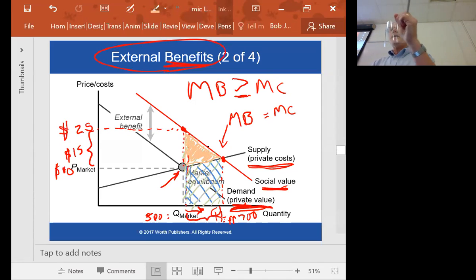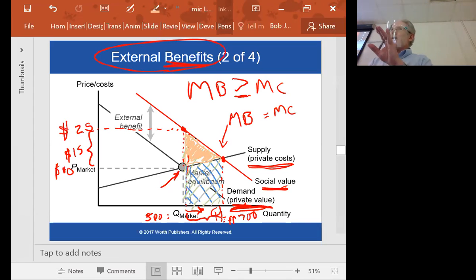If the government does nothing, those people are not going to be vaccinated, and we're going to lose that potential gain we could have had. Remember, with external cost, the problem was we got overproduction, too much.